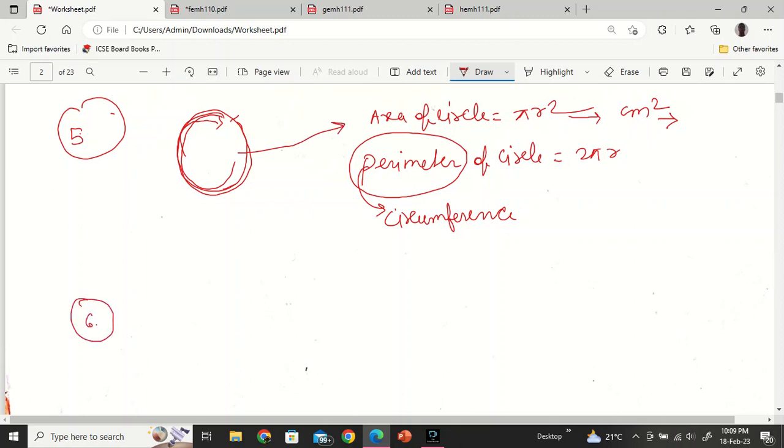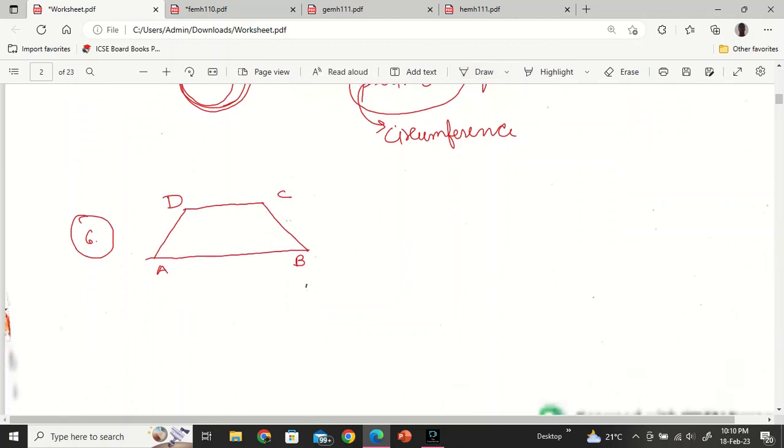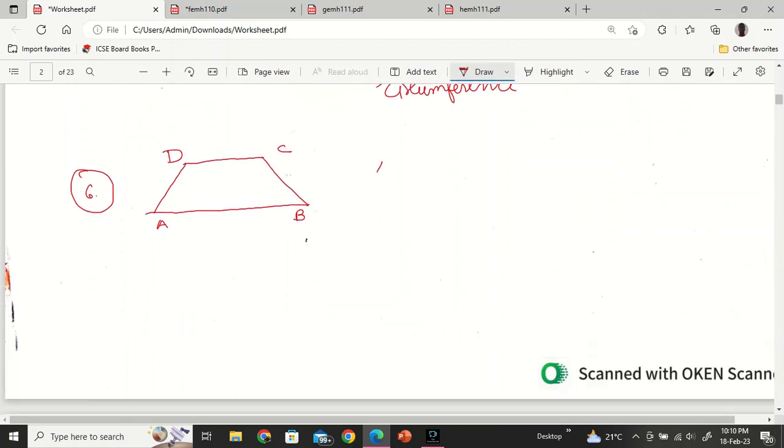Now we will study the trapezium. It is very easy to write the perimeter because again it has four sides, so we'll sum them to get the perimeter. Perimeter equal to AB plus BC plus CD and then DA. But what is the area? Again area has to be something like base into height.